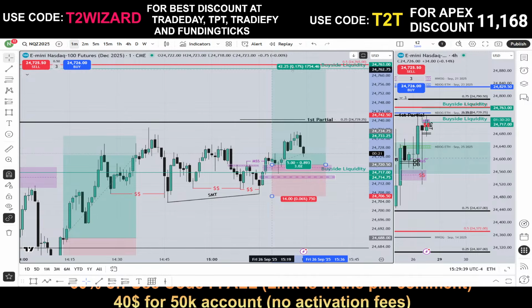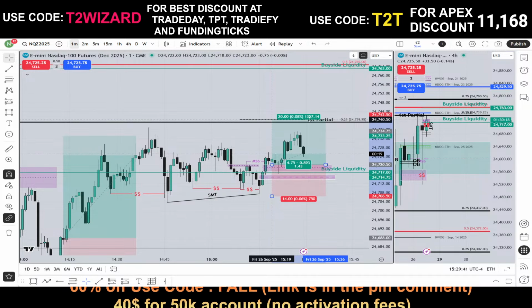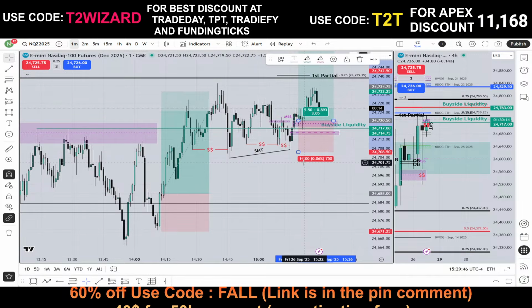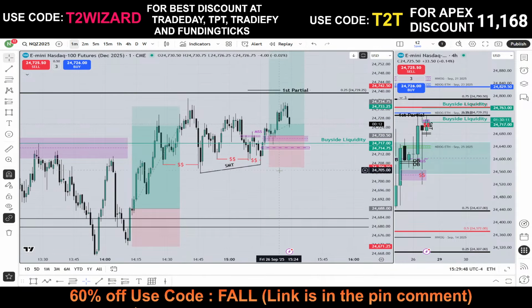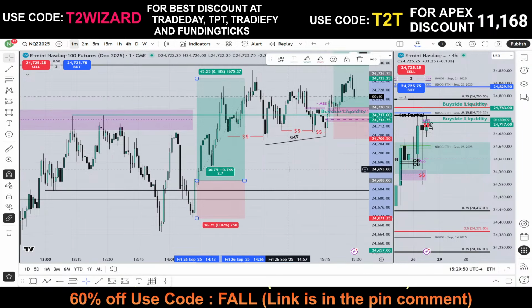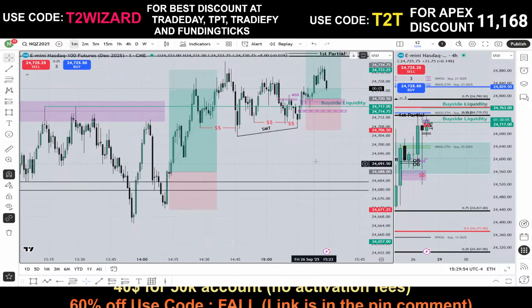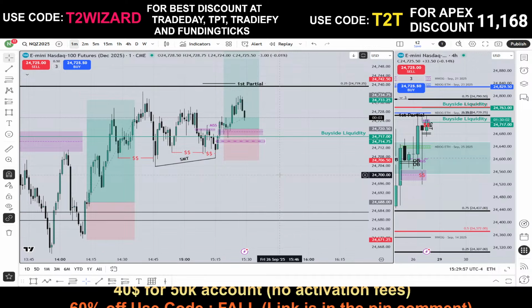But brother, I don't want to do that. I would love to take the partial around 20 handle. Okay, no problem, go for that. What is your risk? 14 handle. Wow, if I get a 14 handle loss, I don't care. I got huge profit here, 50 handle here. Now I'm afraid of 15 handle. Shit, man.